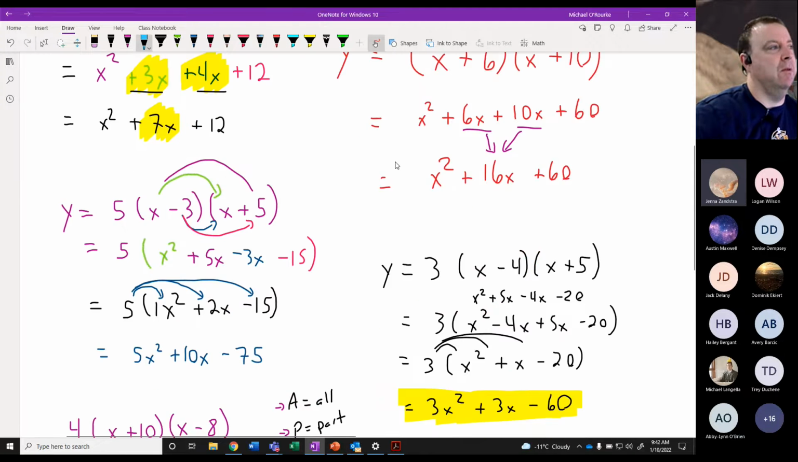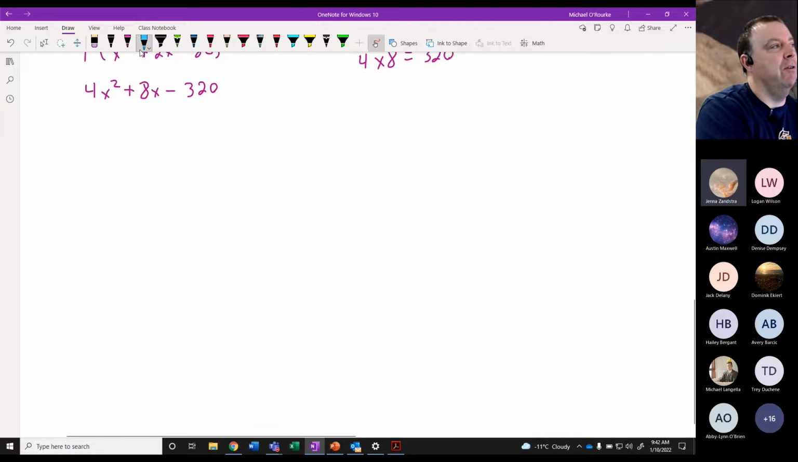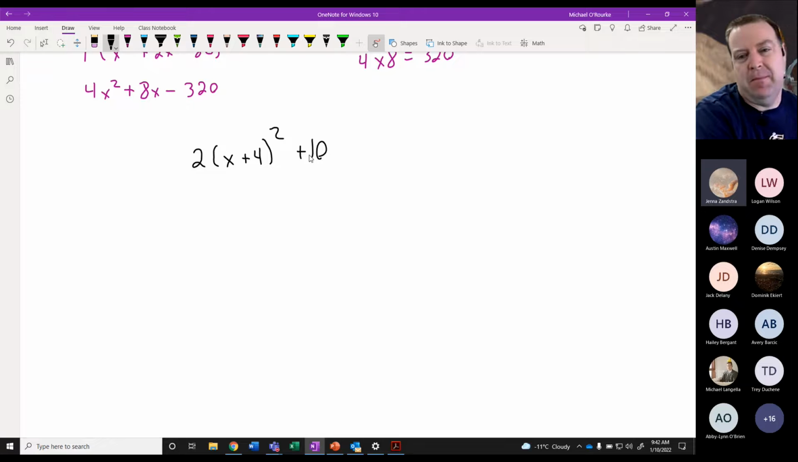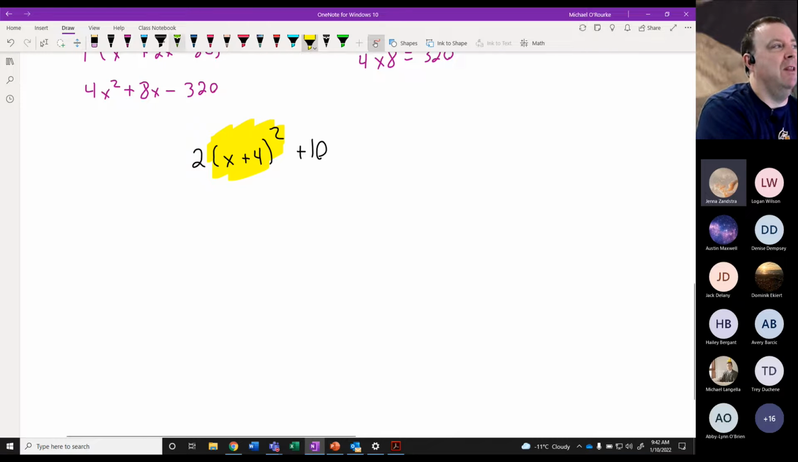Okay. So if I want to go from vertex form, I'm pretty much doing the same thing. Let's go with 2 bracket x plus 4 squared plus 10. So what we have to do first is expand this. And we're going to pretty much do the exact same thing we did before, except this 10 is just going to hang out to the end.